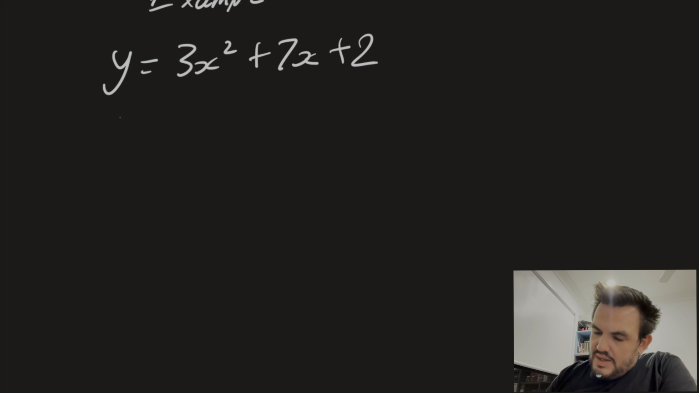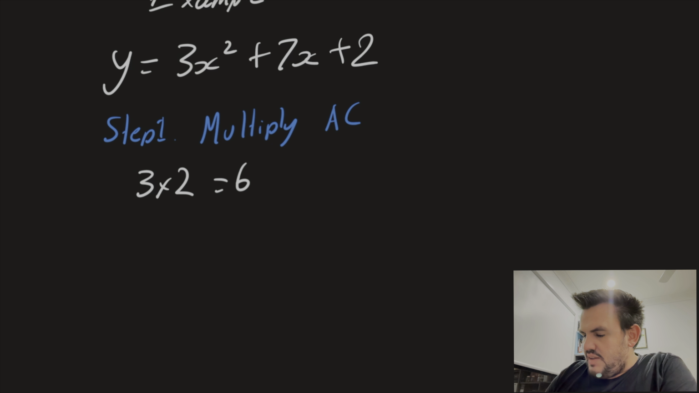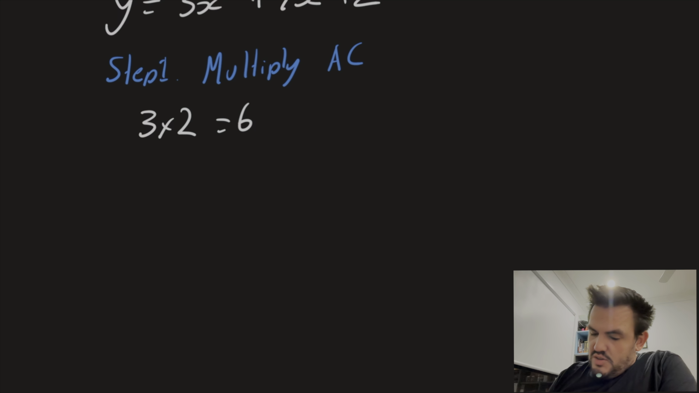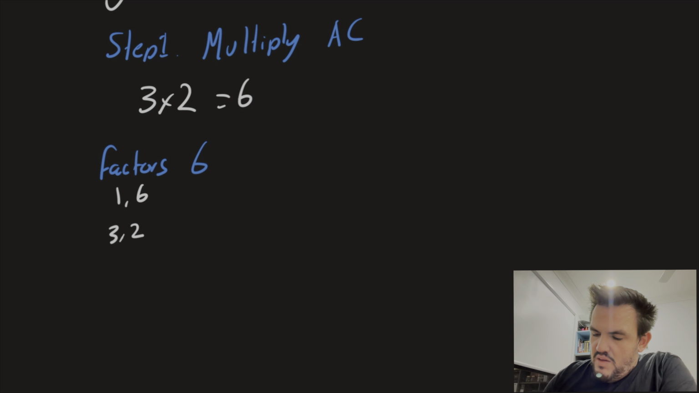All right, step 1. I have multiply A and C. And when I do that, what I'm going to get is 3 times 2. And that's going to equal 6. Now, we've got this idea of 6 here. Hopefully, you're starting to recognize we need to find some factors of that number. So you can do that down here. So factors of 6. So I'm going to have 1 and 6, 3 and 2.